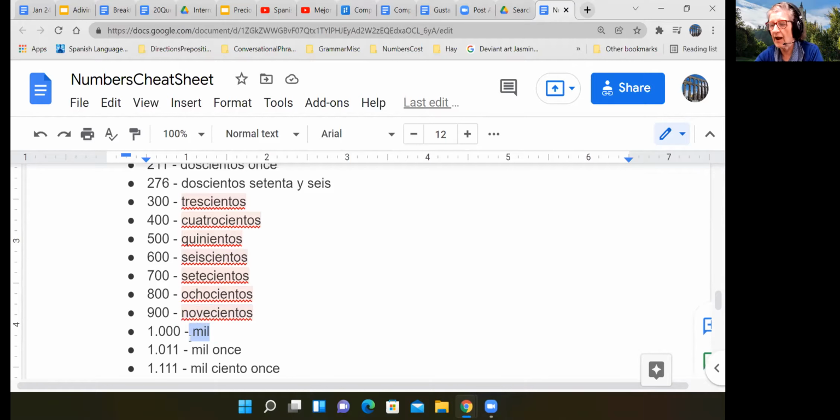And the thousands are actually quite easy because it's always going to be mil. Something combined with mil, right? 2000, 10,000, 20,000. And mil never changes form. Like cientos to cientos. Mil always stays mil.